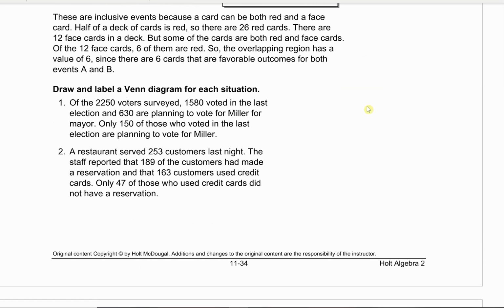Of the 2,250 voters surveyed, 1,580 voted in the last election and 630 are planning to vote for Miller. Only 150 of those who voted in the last election are planning to vote for Miller. All right, so we've got 2 things here. We've got mutually exclusive stuff going on here. We got a total of 2,250.